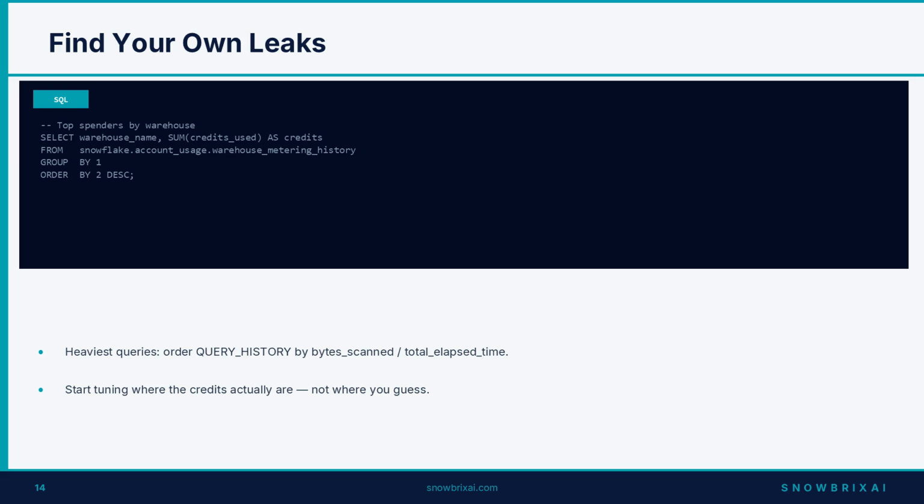Second, your heaviest queries. Order query history by bytes scanned over elapsed time. That surfaces the expensive ones. Then start tuning where the credits actually are, not where you imagine they are.